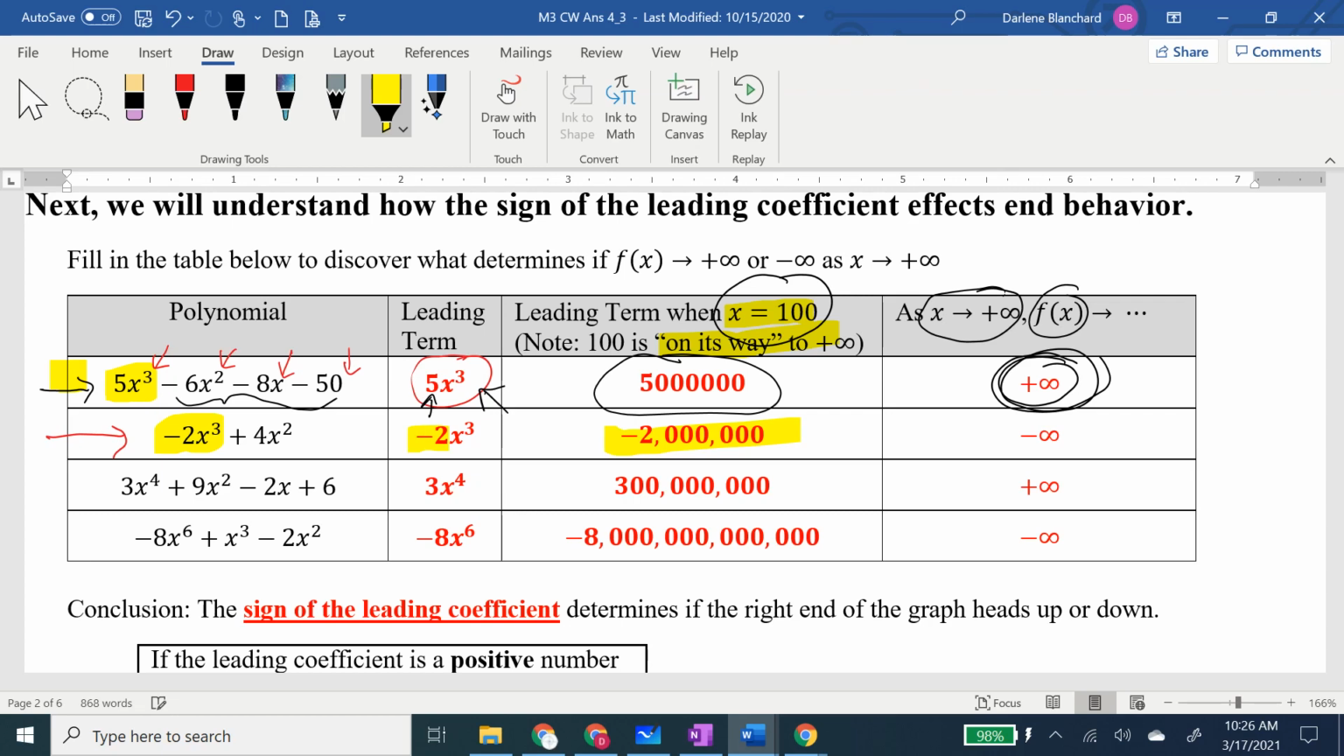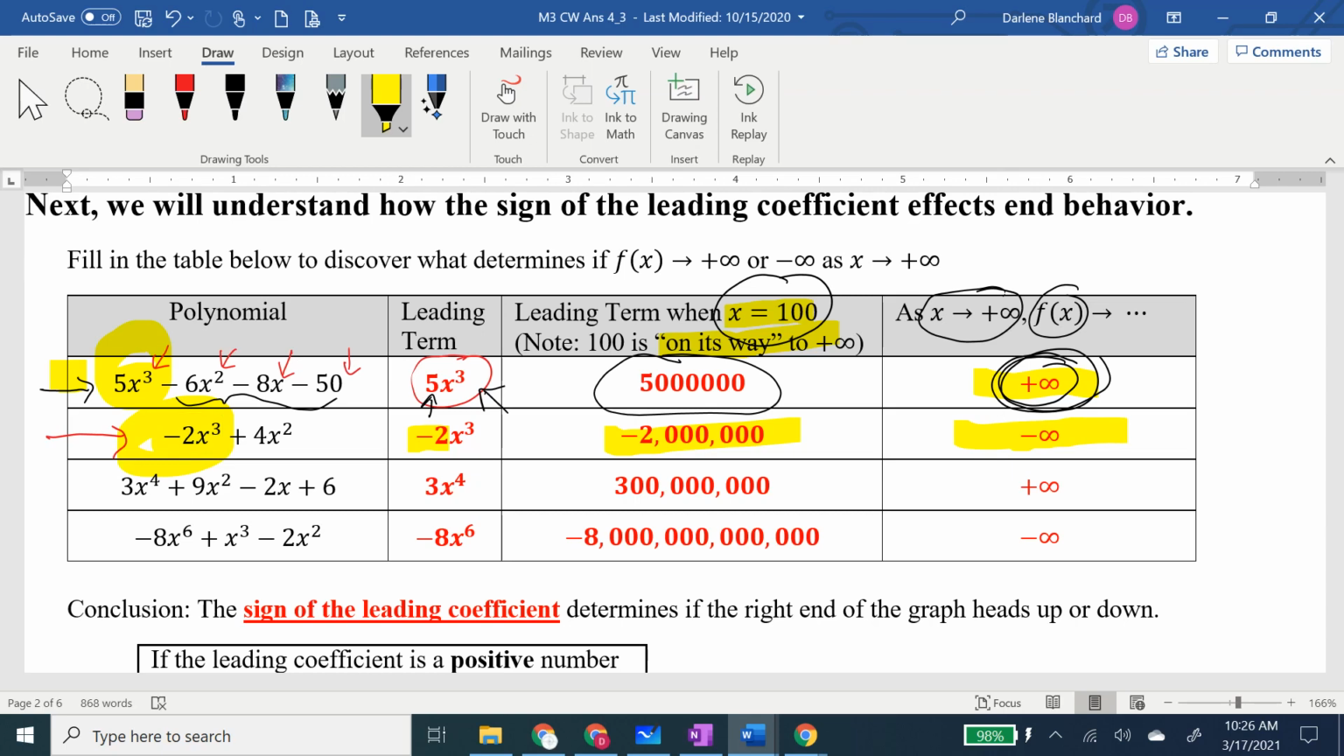That negative 2 is causing a negative number. The x cubed is making it gargantuan. This is causing your f of x to approach negative infinity when x is approaching positive infinity. In other words, when your graph heads to the right, this polynomial will go up. This polynomial will go down.